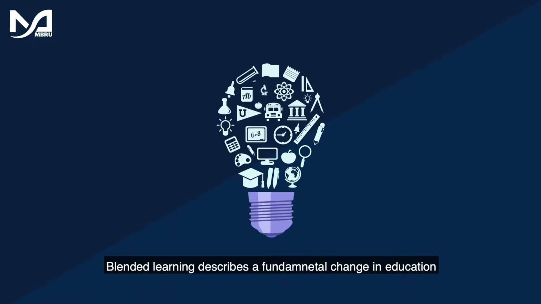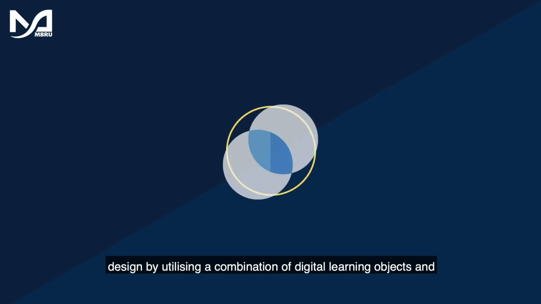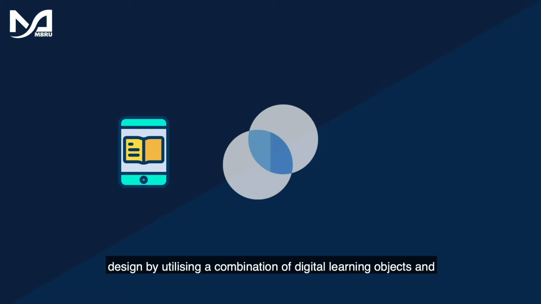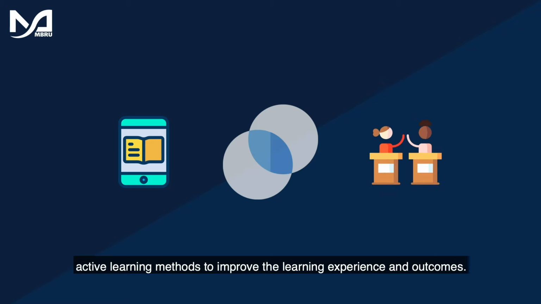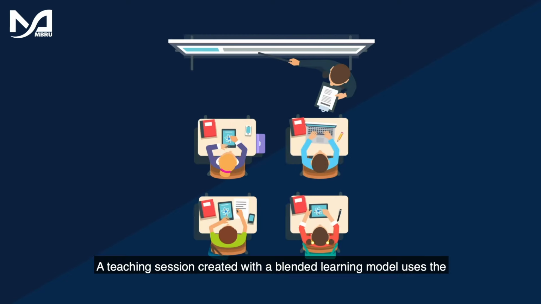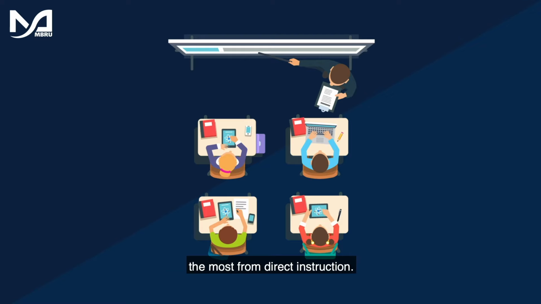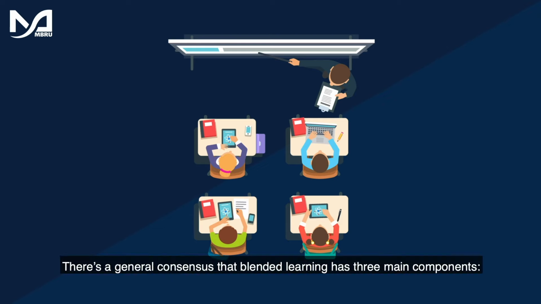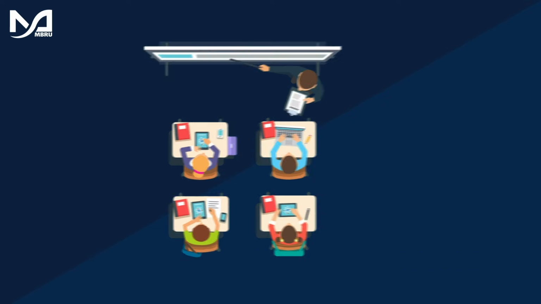Blended learning describes a fundamental change in education design by utilising a combination of digital learning objects and active learning methods to improve the learning experience and outcomes. A teaching session created with a blended learning model uses the face-to-face teaching time for activities that benefit the most from direct instruction. There's general consensus that blended learning has three main components.